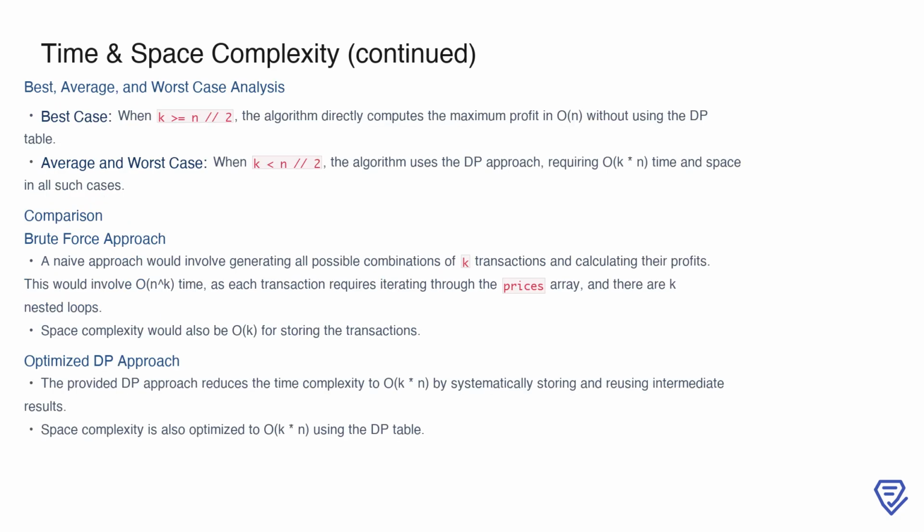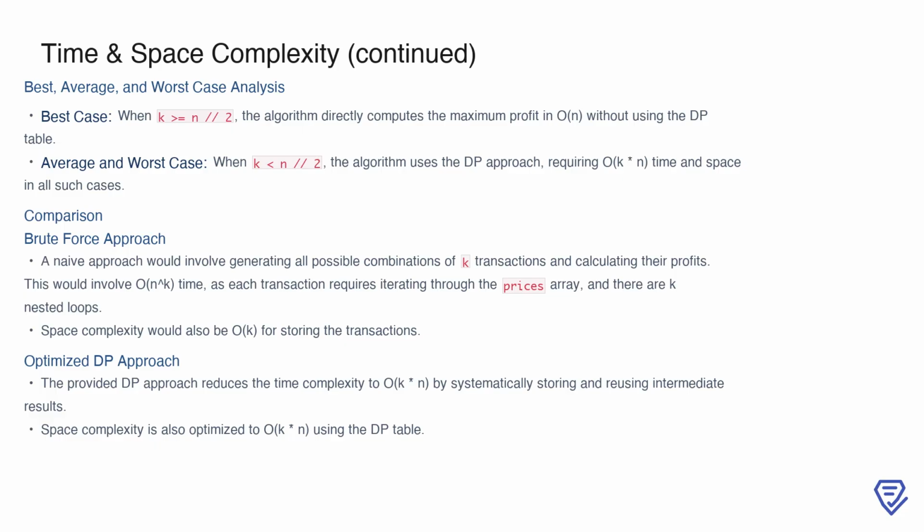Looking at best, average, and worst case scenarios, the best case occurs when k is at least n//2. In this scenario, the algorithm skips the DP table entirely and computes the result in O(n) time, making it highly efficient. For both the average and worst cases, when k is less than n//2, the DP approach is necessary, leading to O(k*n) time and space complexity.